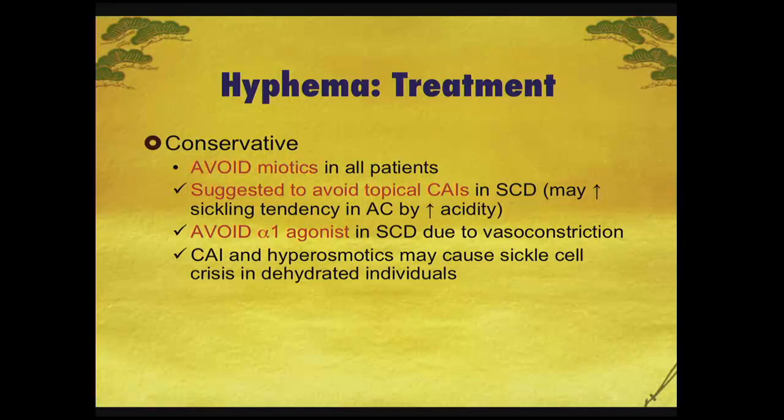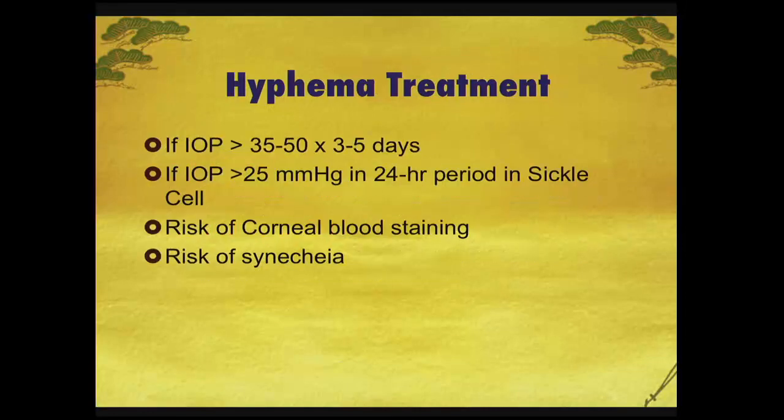You also, in sickle cell disease patients, want to avoid the alpha-1 agonists like brimonidine because they can lead to vasoconstriction, and like I said, their nerves can be a little bit more sensitive to vasoconstriction. Some rules of thumb: if pressure is higher than 50 for 3 to 5 days, you may want to intervene surgically. In someone with sickle cell disease, if it's higher than 25, you may want to intervene much sooner.